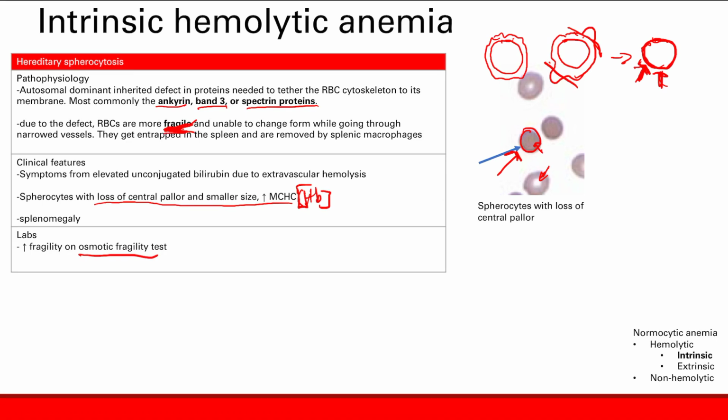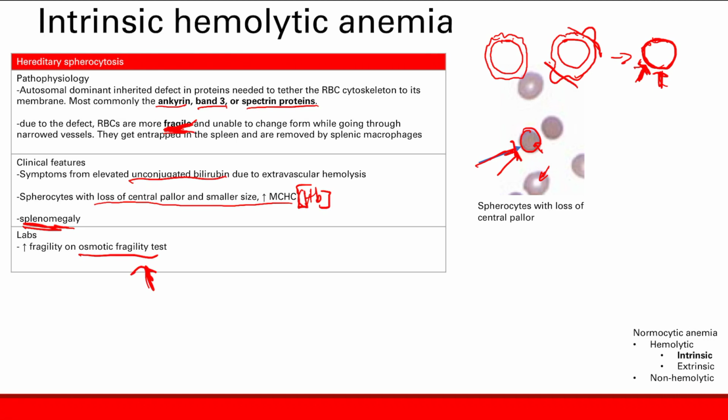So you get, again, just to recap, increased fragility. They get stuck in the vessels of the spleen. You get hemolysis, extravascular, so you get all that bilirubin. So you get symptoms from bilirubin, jaundice, gallstones. You have this classic spherocyte appearance. You get splenomegaly, they're getting stuck in the spleen. And then the lab test is easy. It's osmotic fragility test. And then the defect in the protein, what did I tell you was the defect in the protein? It's ankyrin, band 3, and spectrin proteins.